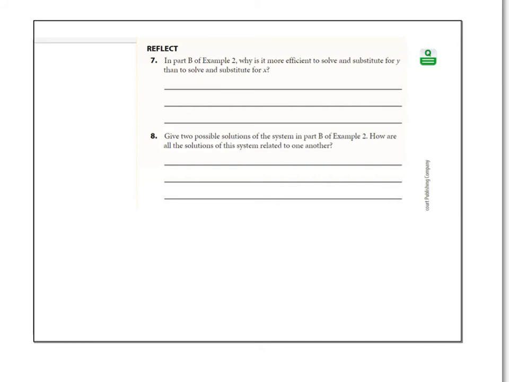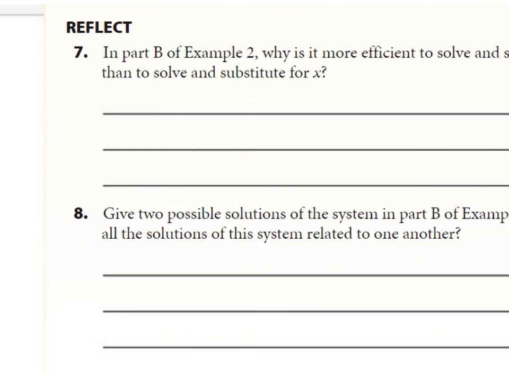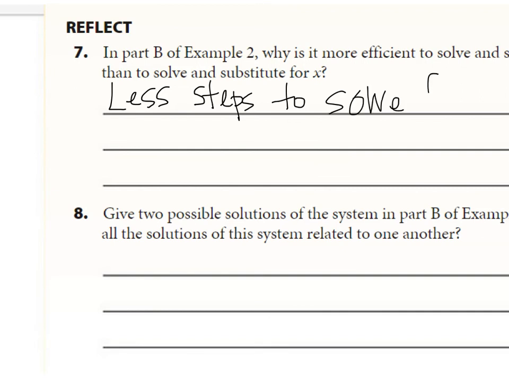So number 7, why is it more efficient to solve and substitute for y than to solve and substitute for x? It's because there are fewer steps to solve for y. Does that mean you couldn't solve for x? No, but why do more work than you have to?